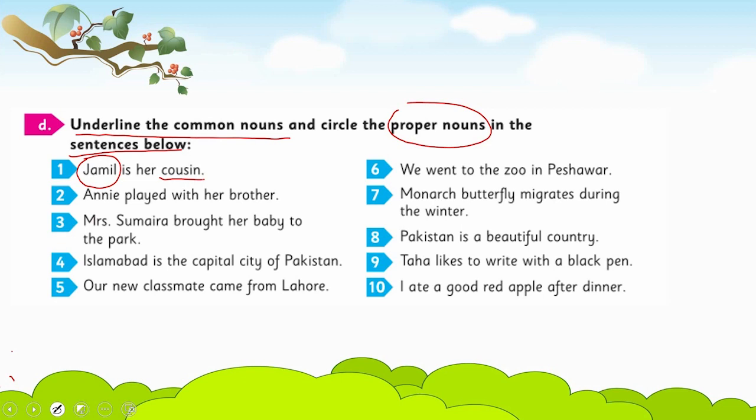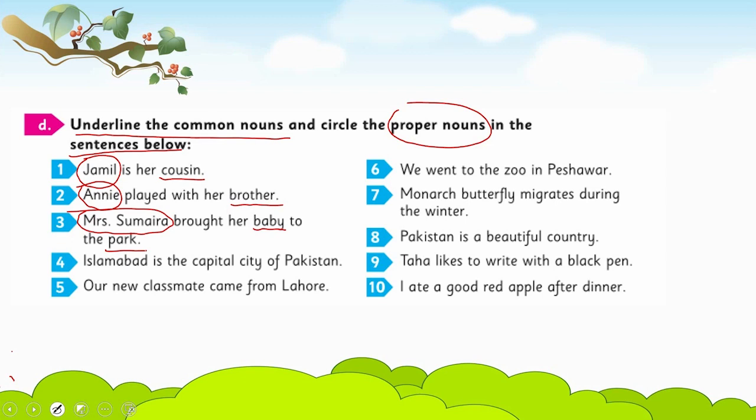In the second sentence, Annie played with her brother. Here, Annie is a proper noun and brother is common noun. In the third sentence, Shabash, you have to tell me, Mrs. Sumera brought her baby to the park. Here, Mrs. Sumera is, yes, a proper noun. But baby and park is common noun.